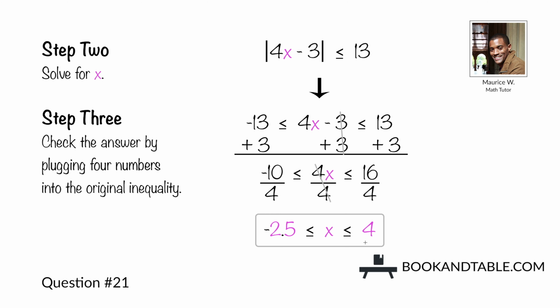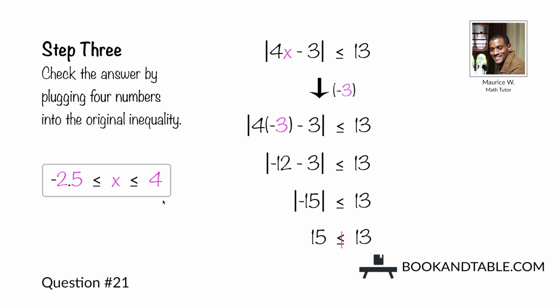Step 3, check the answer by plugging 4 numbers into the inequality. So to test the lower end of this answer, we first want to plug in a number smaller than negative 2.5. So we'll plug in negative 3, which should not work. And then we'll plug in negative 2.5, which should work.